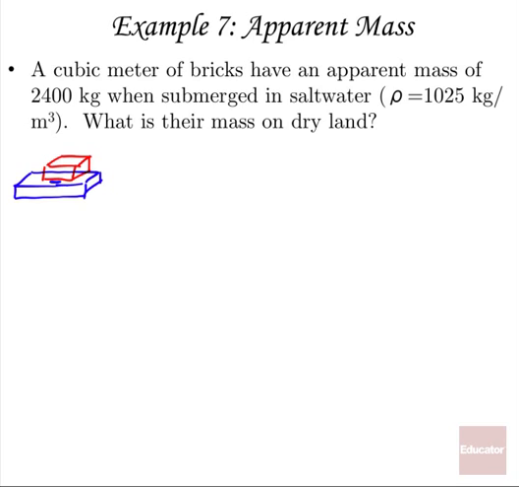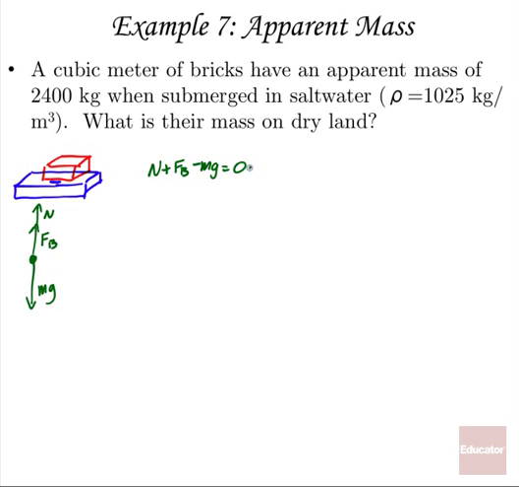Well, I'm going to start off with the free body diagram. We've got the weight down. While it's submerged, we've got the buoyant force up, and we've got the normal force from the scale. And as you know, scales tell you the normal force. So, if we wanted to write Newton's second law equation, normal force plus the buoyant force minus mg must equal 0 because acceleration is 0. The bricks are just sitting there on the scale.